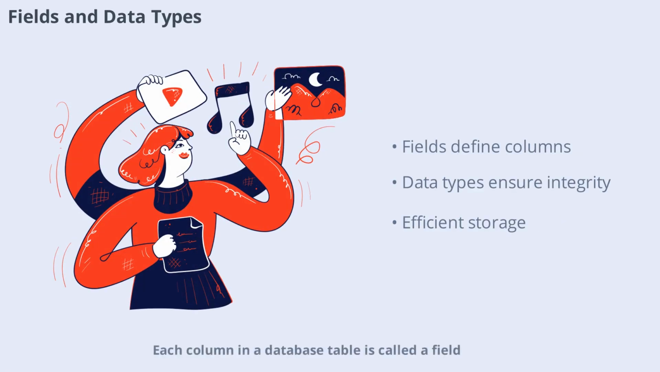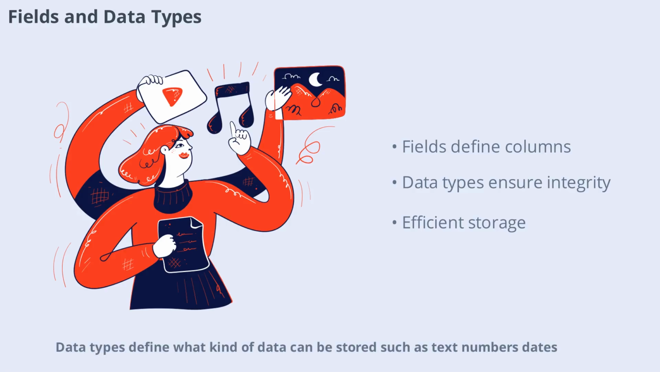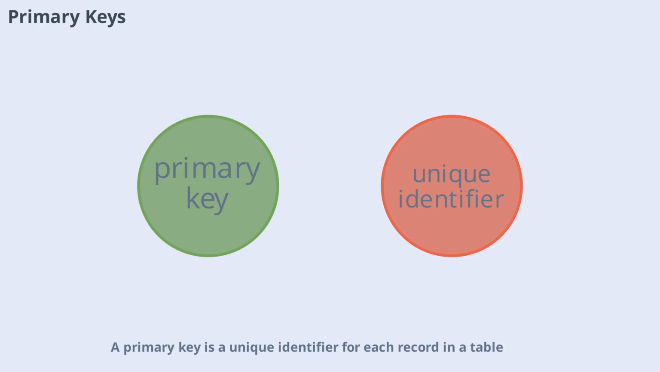Each column in a database table is called a field, and each field has a data type. Data types define what kind of data can be stored, such as text, numbers, dates, or even images. Choosing the right data type is important for data integrity and efficient storage. For example, storing a date as text can lead to errors, while using a date data type ensures proper sorting and calculations.